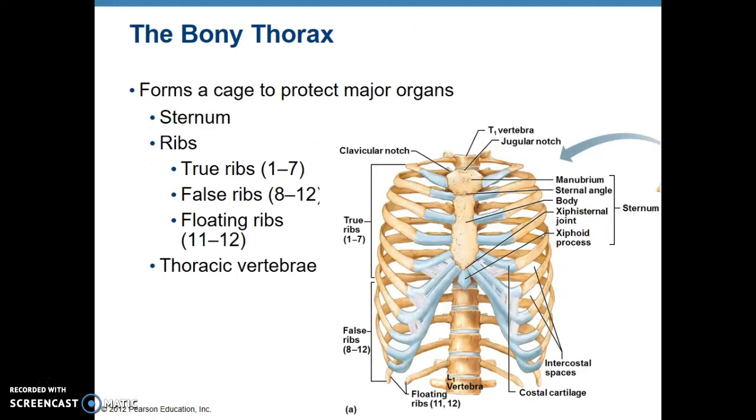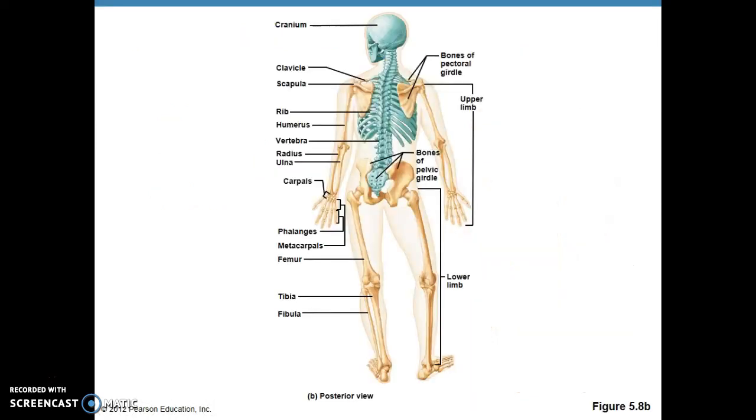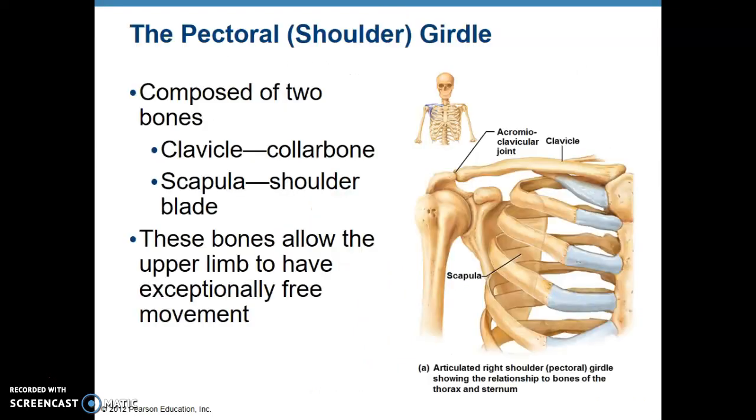Next thing I just want to go through is the appendicular skeleton. If we're looking at the appendicular skeleton, there are 126 bones. These are going to be your limbs, and then you have 2 different girdles, the pectoral and the pelvic girdle. So here is the back. These are the ones that are just bone colored.